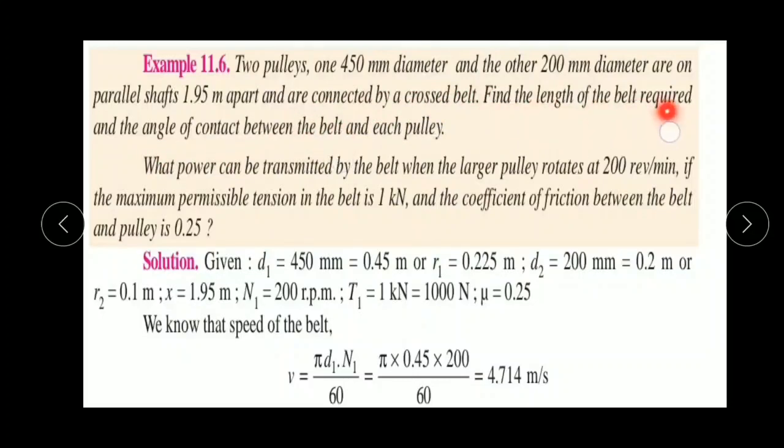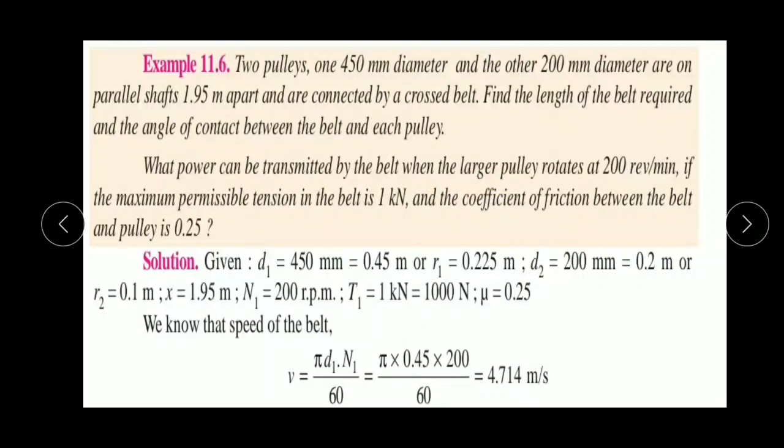Here two items are required: the length of the belt, and second, the angle of contact. Remember, this is a crossed belt drive. And the second part is what power can be transmitted by the belt when the larger pulley rotates at 200 revolutions per minute, if the maximum permissible tension in the belt is 1 kilonewton and the coefficient of friction between the belt and pulley is 0.25. So here we have to calculate three items. First is the length of the belt, second is the angle of contact between belt and pulley, and third is the power transmitted.